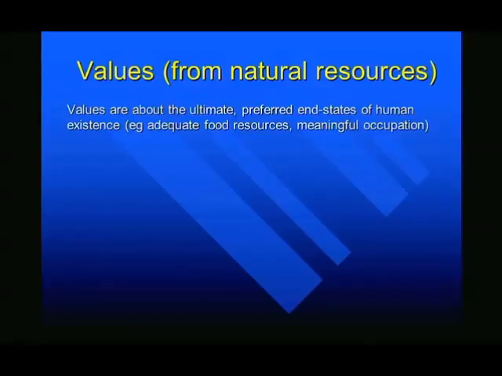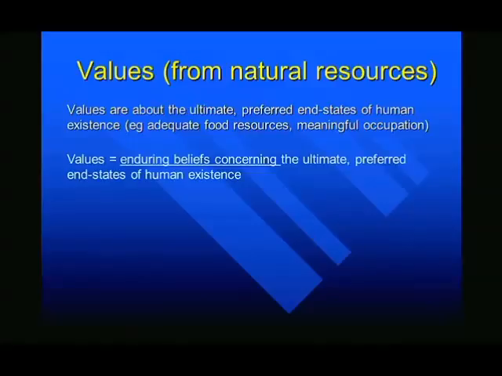So for us, values are about the ultimate preferred end states of human existence. For example, adequate food resources, meaningful occupation. And if we go back to the psychological literature, this definition is actually based out of a guy called Rokeach. I don't know what was in the water in 1973, but you had Rokeach and Maslow, and I'm sure you've all heard of Maslow, if not Rokeach. Both produced what I think were really important books in this general area. And the first 100 pages of both those books, if anyone's interested in this sort of topic, I would recommend as reading. This is an adaptation of Rokeach's, and there are some things left out which, if we had time at the end, I would come back to.